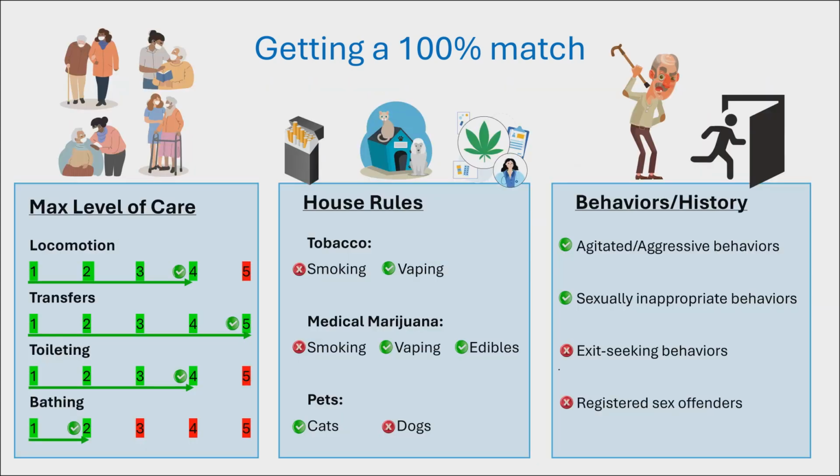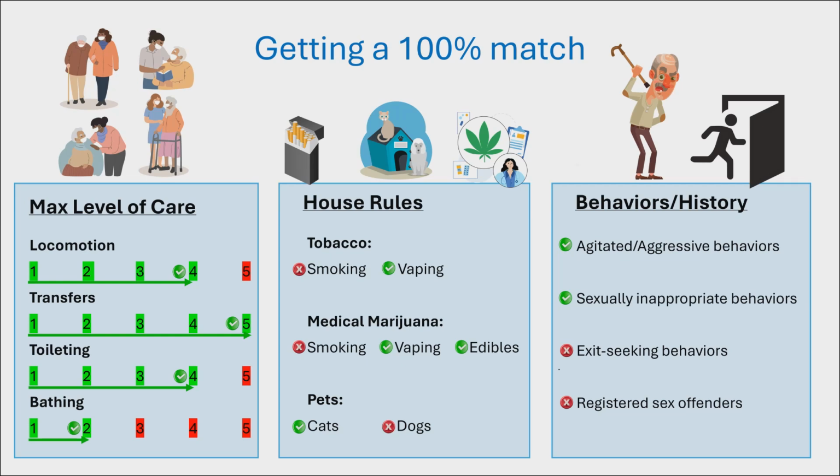You can see the chart on the left allows you to set a maximum level of care for 4 main activities of daily living. On the chart, you can see locomotion is set to a maximum of 4, transfers are set to a max of 5, toileting 4, and bathing 2. If you were to set these exact preferences, you would only get referrals for clients whose ADLs are anywhere within the green range, but never any clients that are in the red range.